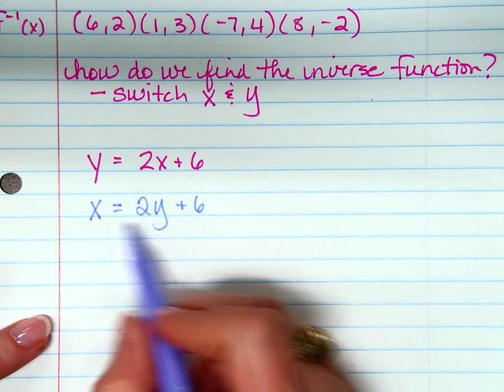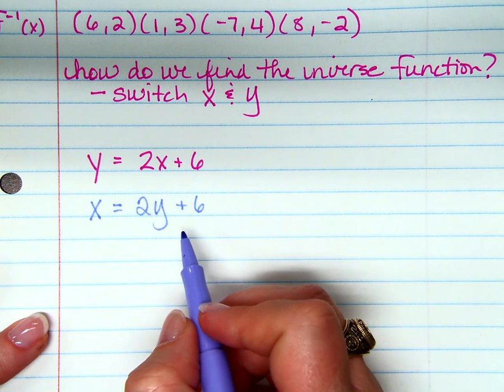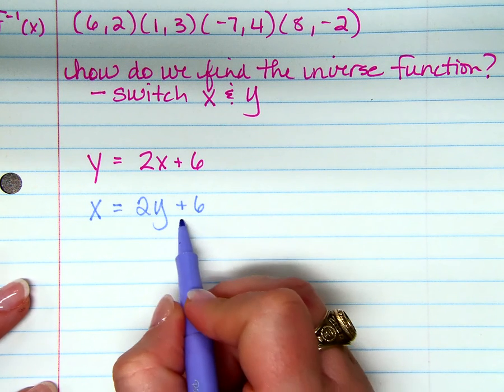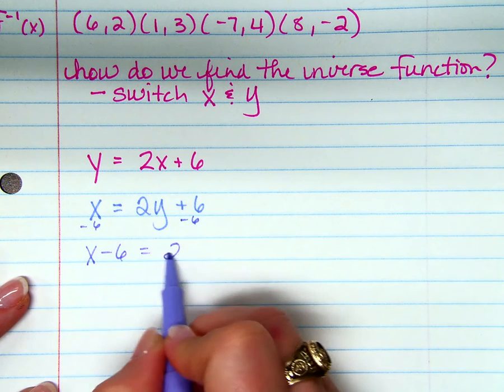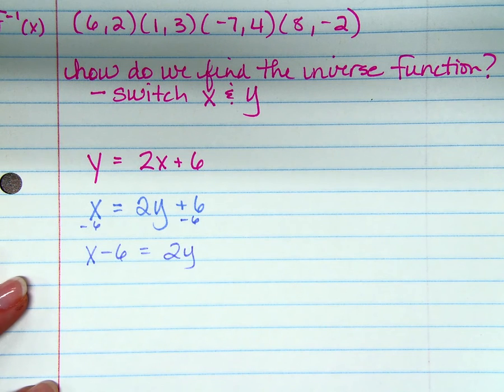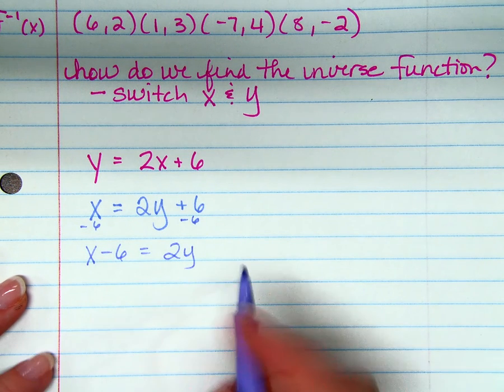Well, in order to get this equation into y equals, the first easiest step would be what? Subtract 6 from both sides. x minus 6 equals 2y. Divide by 2.